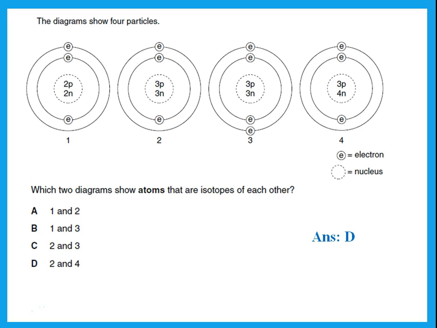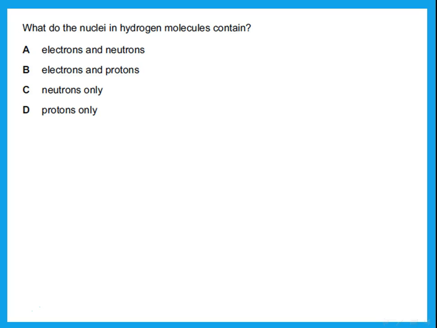Okay? What do the nuclei in hydrogen molecules contain? The nucleus in anything contains protons and neutrons. But for hydrogen, you have to remember that hydrogen has a small number 1 and a big number 1. That means the atomic number is equal to the nucleon number, and that means actually it doesn't have any neutrons. So the nucleus of a hydrogen has protons only. It's the only atom in the periodic table that has no neutrons at all.